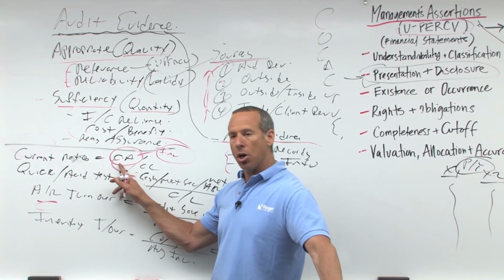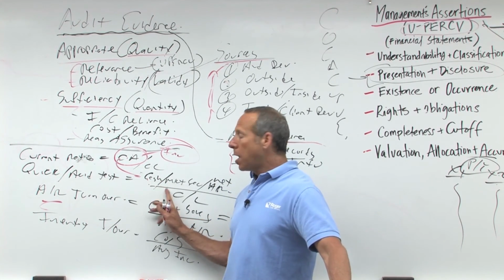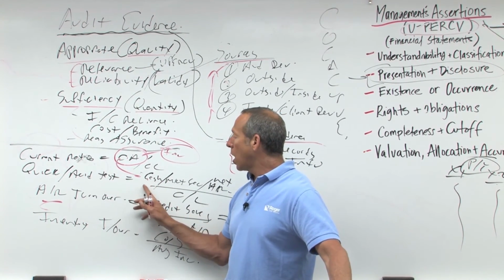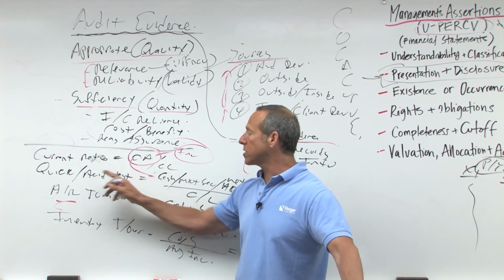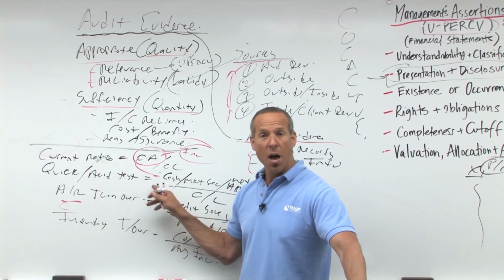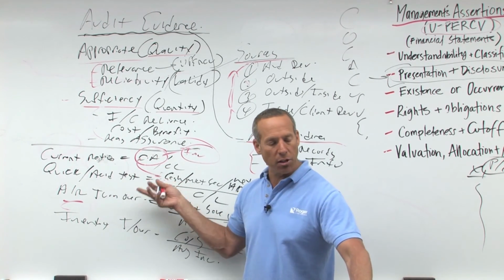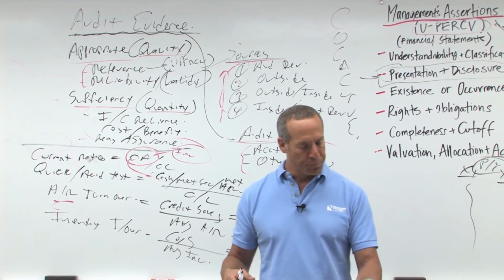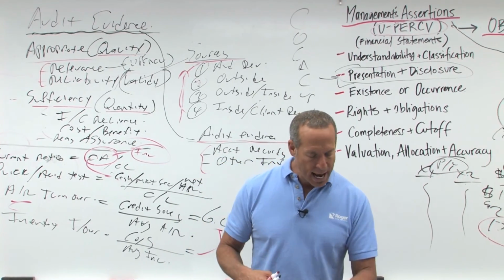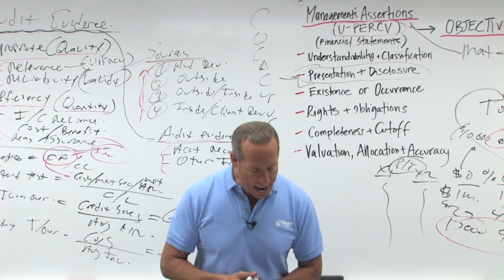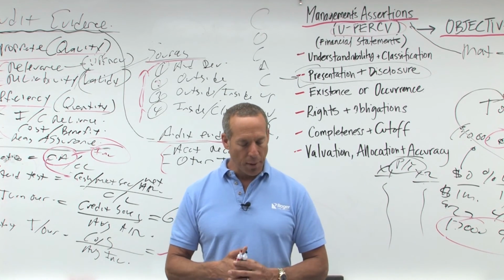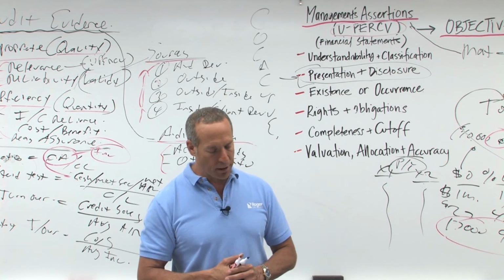So notice here, this one is more accurate than this because it includes everything that's quickly convertible. That's why it's called the quick or acid test, because it's all your current assets quickly convertible into cash. Current cash debt coverage ratio, net cash provided by operating activities over average current liabilities, measures the company's ability to pay off its current liabilities in a given year.